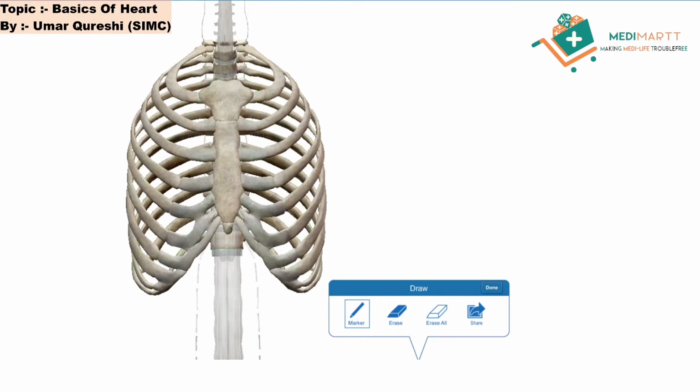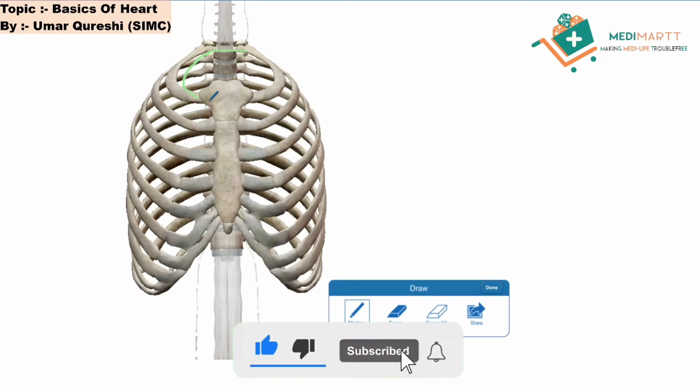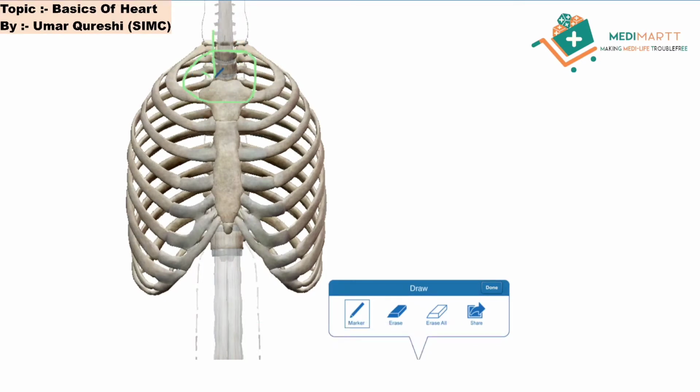Now, the upper opening or the inlet being narrower. There are two openings: the upper opening, also called the inlet, and the inferior opening, also called the outlet. As you can see, the upper opening or inlet is narrower, smaller than the inferior opening or the outlet. So it is called the upper opening or the inlet being narrower than the outlet.